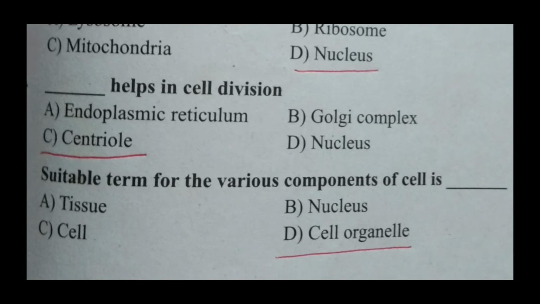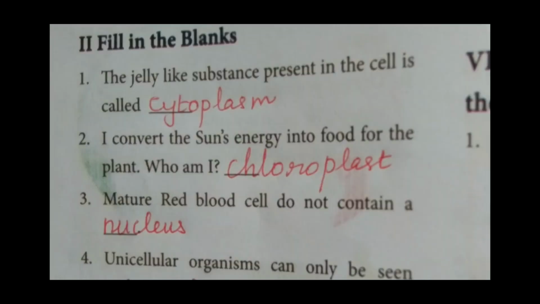The last one is suitable term for the various components of cell is dash. What is the answer? Cell organelle. The parts of the cell is known as cell organelle. And the second Roman letter is fill in the blanks. The first one is the jelly-like substance present in the cell is called cytoplasm. The substance which is present inside the plasma membrane is cytoplasm.